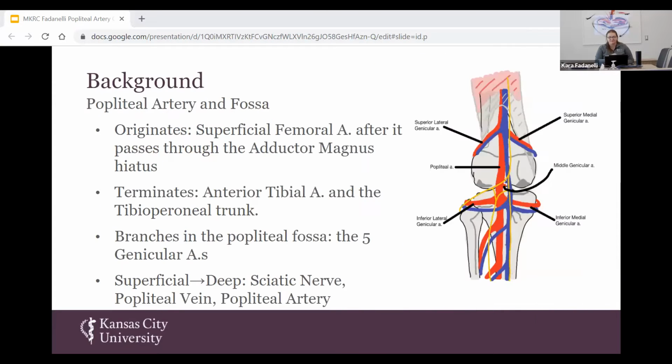So if this is our starting point, what do we know about the popliteal artery and popliteal artery aneurysms? Our popliteal artery originates from the superficial femoral artery after it passes through the adductor magnus hiatus. It's going to travel through our popliteal fossa and terminate into the anterior tibial artery and the tibio-peroneal trunk. Within the popliteal fossa, it's going to give off the 5 genicular branches, our superior lateral, superior medial, inferior lateral, inferior medial, and our middle genicular arteries. If we're taking a posterior approach, moving from superficial to deep, you're going to find the nerve, the vein, and then our popliteal artery.